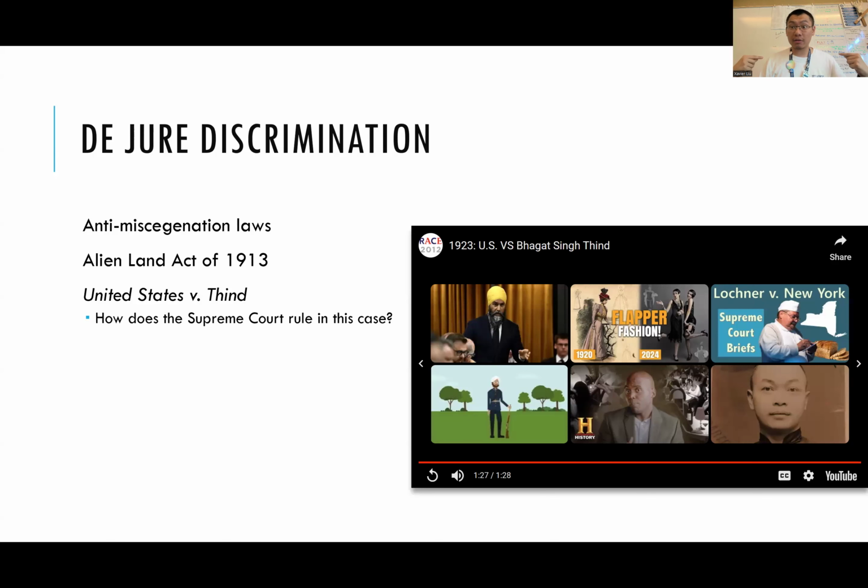Thind says he is Caucasian. I am descended from those who are Caucasian, therefore I am Caucasian. And the Supreme Court says, well, what we really mean by Caucasian is that you look white and that most people in the United States view you and would consider you a Caucasian. Since you have dark skin, even though you are technically Caucasian, via the sciences and pseudoscience at the time, you are still not white, and therefore we can still deny you citizenship. So think about how de jure discrimination ends up affecting immigrants in the United States.